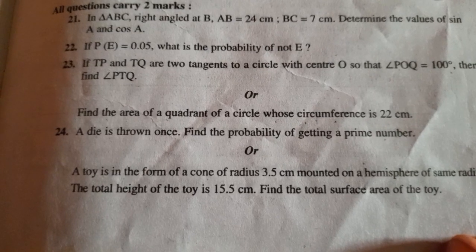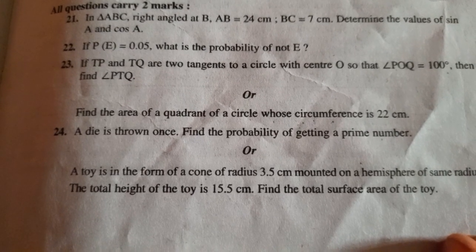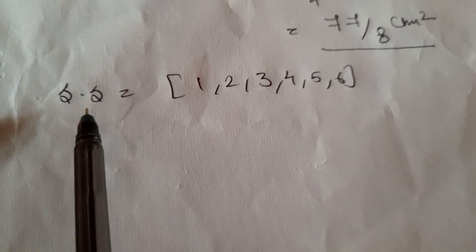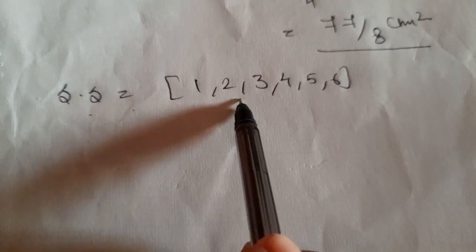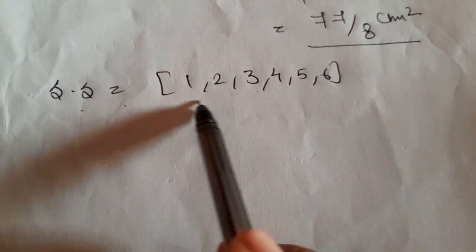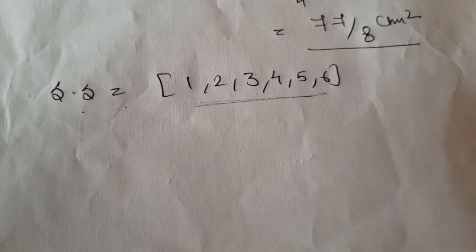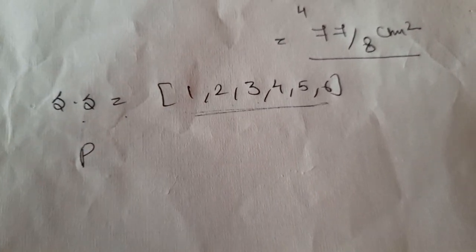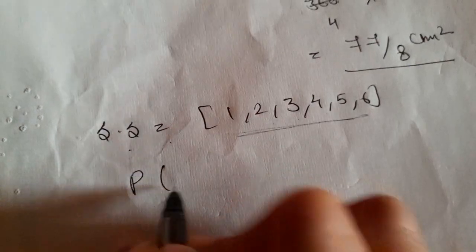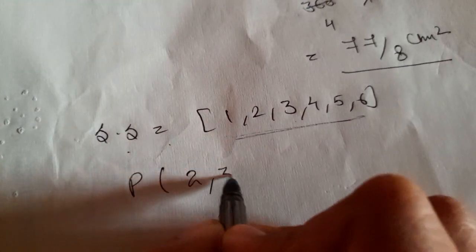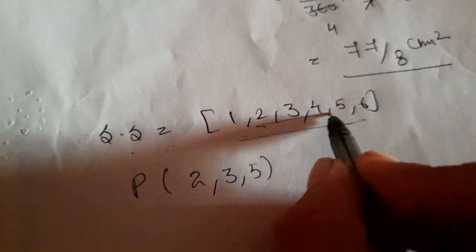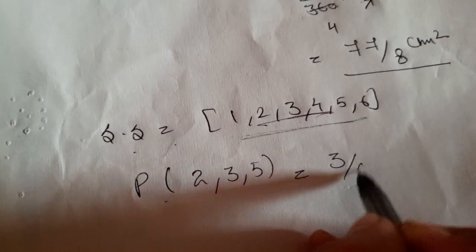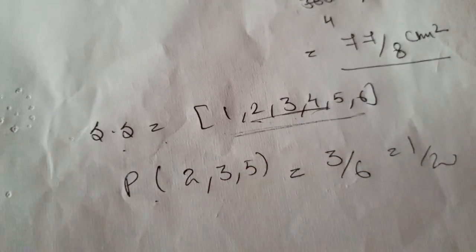The next is question number 24. A die is thrown once. When a die is thrown once, the sample space becomes 1, 2, 3, 4, 5 and 6. These are the numbers on the die. What is the probability of a prime number? We know that the prime numbers are 2, 3 and 5. Out of these, that is 3 only. So the probability becomes 3 by 6, and that is 1 by 2.